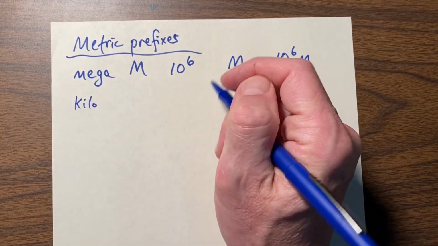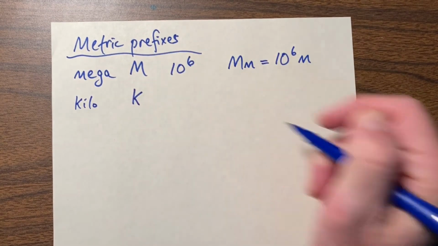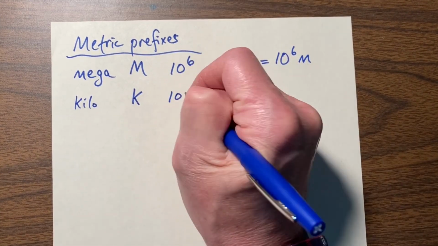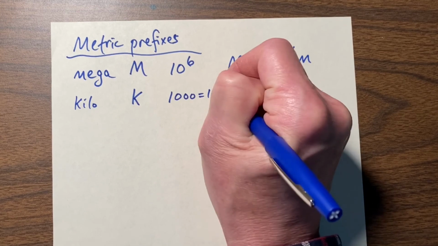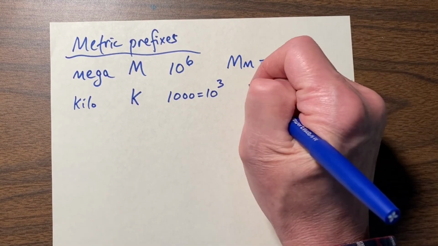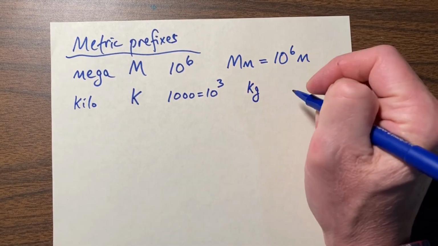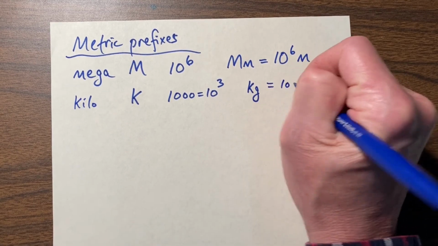Kilo is a very common prefix we'll use. It's actually a lowercase k. That stands for 1,000, which is equal to 10 to the 3rd. So a common thing is a kilogram. That's a unit of mass, which is 1,000 grams, as you know.